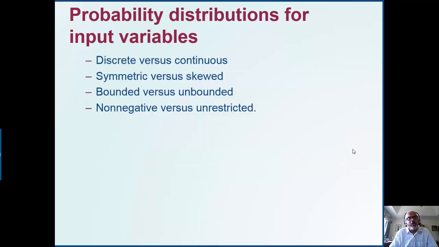Okay, now what kind of probability distributions can we use for the input variables? We can look at them in several different ways. You can have a probability distribution that is either discrete or continuous. It can be symmetric or skewed. It can be bounded or unbounded. Non-negative versus unrestricted. So let's look at some examples.